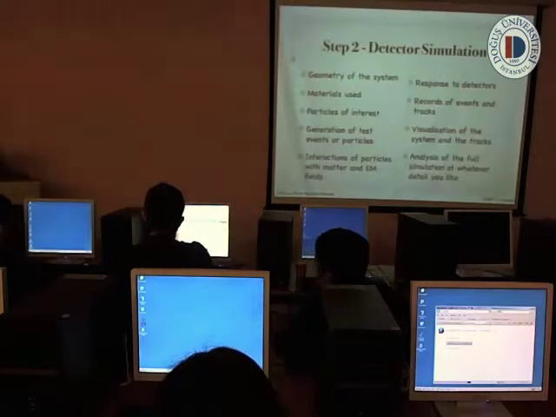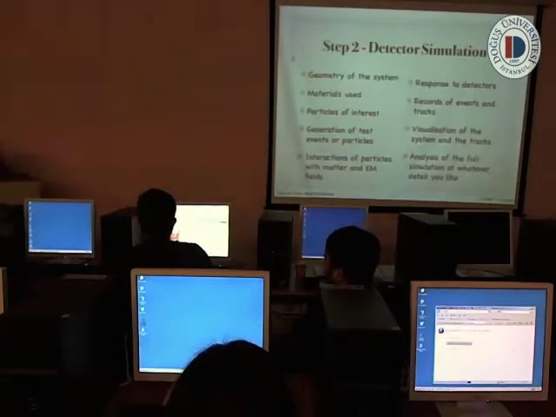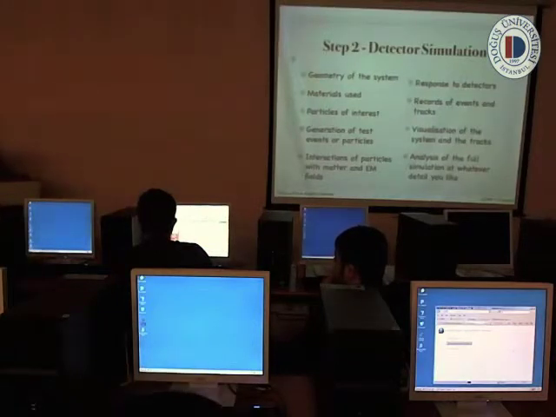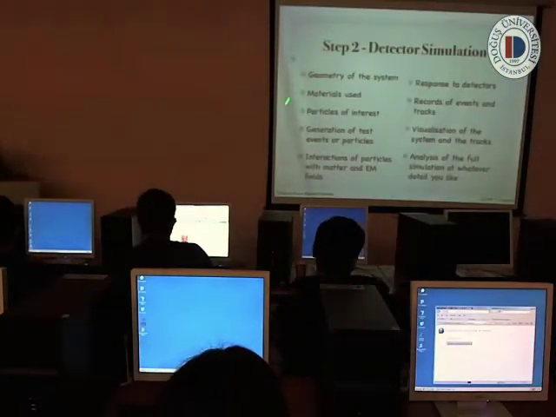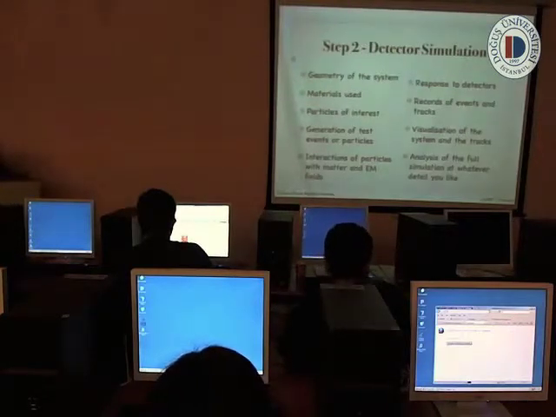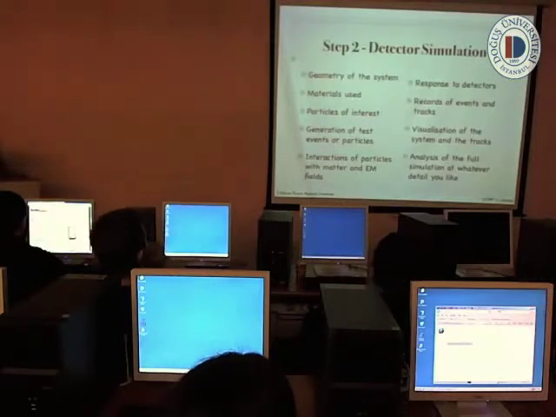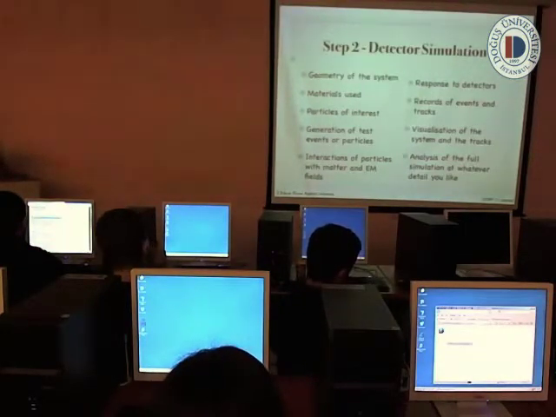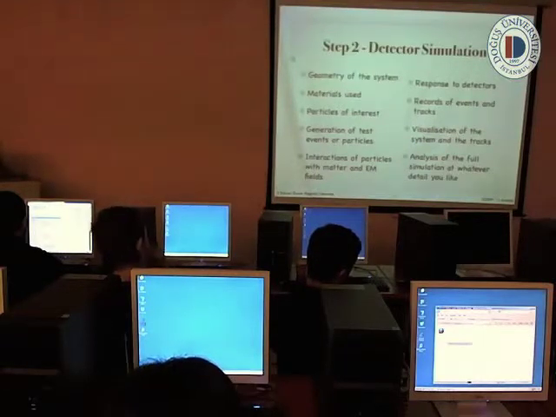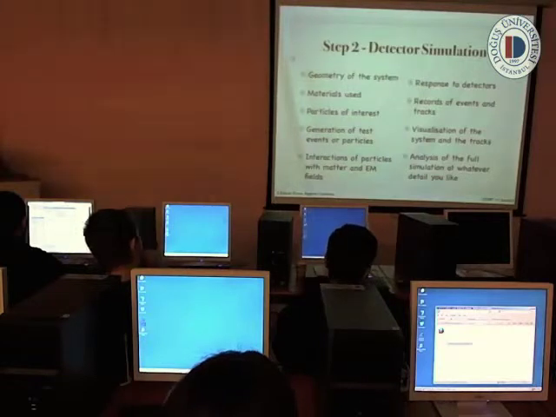So what I was saying is, okay, you need to define the geometry of your system. Where are your silicon detectors? Where is your liquid argon? Where is your lead or tungsten or whatever? And of course, when you're defining the geometry, you need to define which materials you use. If the materials are not known, you need to somehow give the computer a parameterization of how a given particle behaves in a given type of matter. Okay. So then, of course, you need to define your particles of interest.